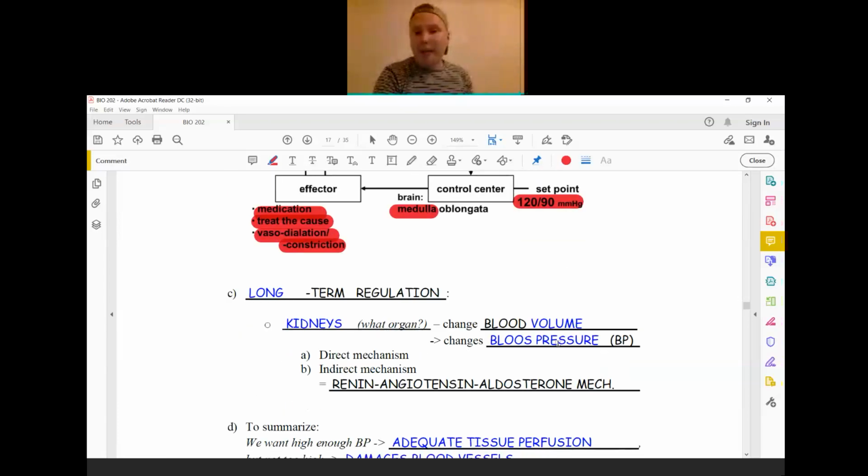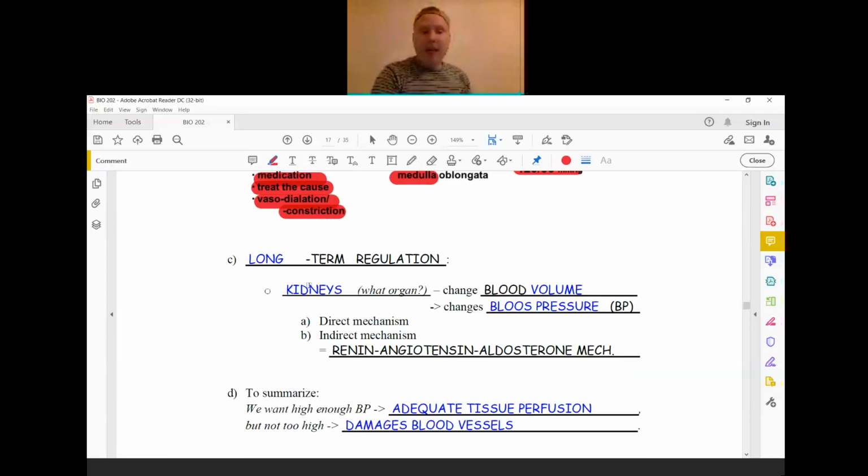Long-term regulation is done with the kidneys. The kidneys' function really is to regulate the blood pressure. And there are two ways of doing it, a direct mechanism and an indirect one. The indirect one is also known as the renin-angiotensin-aldosterone mechanism. That's all you need to know.